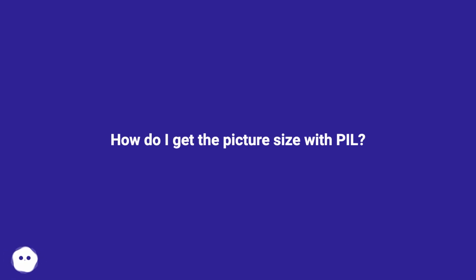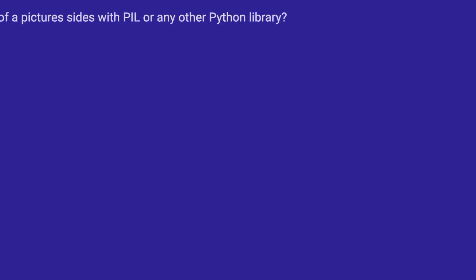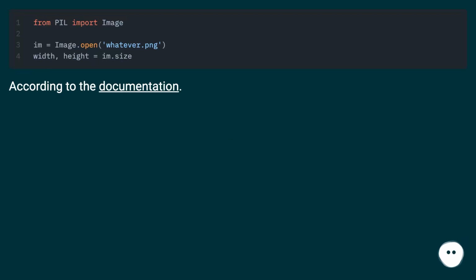How do I get the picture size with PIL? How do I get the size of a picture with PIL or any other Python library? According to the documentation.